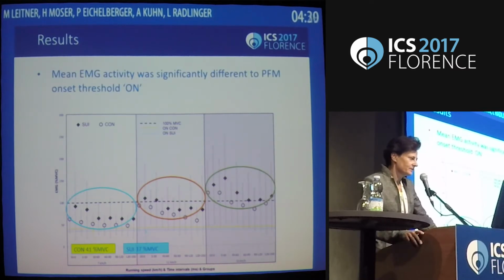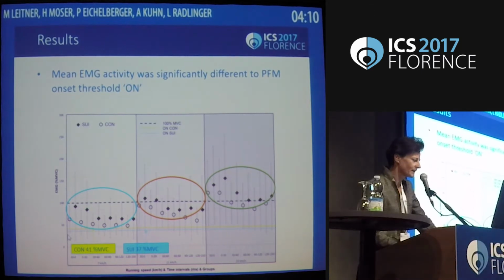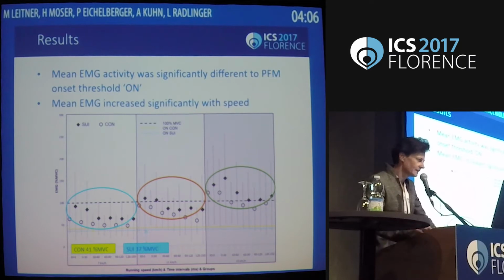Mean EMG activity was significantly different to the pelvic floor muscle onset threshold activity that we called ON. This onset threshold activity can be seen, it's indicated with a yellow and blue line here at the bottom at about 40% MVC. So the pelvic floor muscles have been active all the time. The mean EMG increased significantly with speed, as can be seen here with these circles.